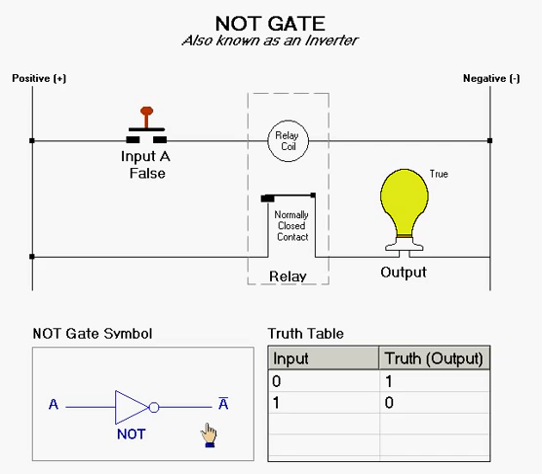Here we have the symbol that represents a NOT gate. You can see it only has one input and one output. The output depends on the status of the input. Here we have the truth table. It represents the status of both the input and the output. As you can see, all the values are zeros and ones.